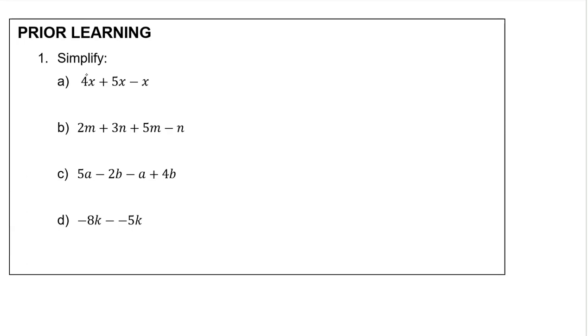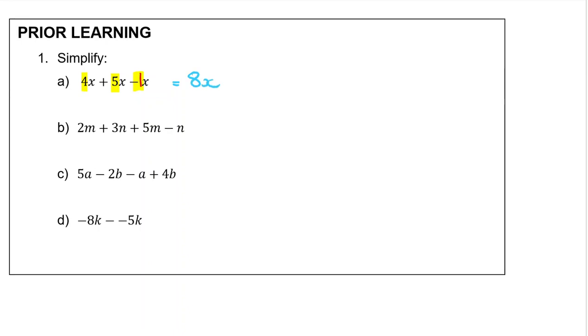So in the first one, we have 4x plus 5x minus x, and there's a sneaky little one in front of that last one there. So because they're all x's, we can put these ones together. So we use the numbers in front. We go 4 plus 5, that makes 9. Then we minus 1, which means that we have 8x.